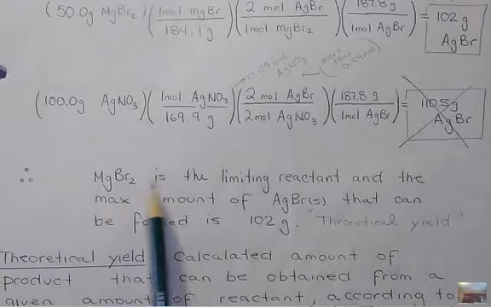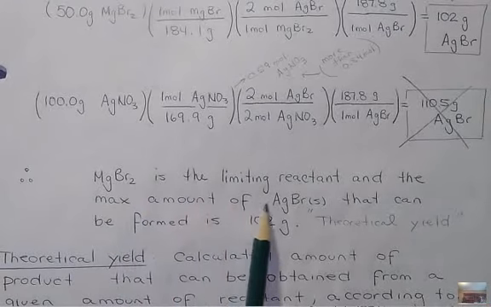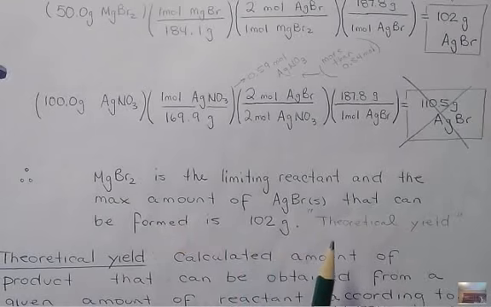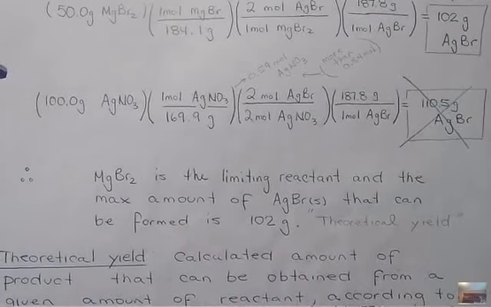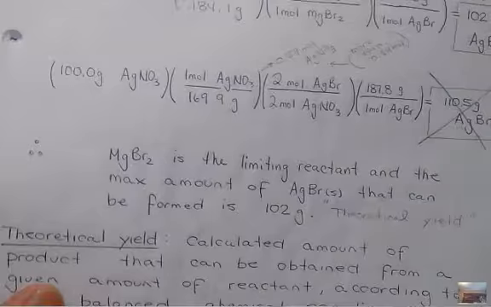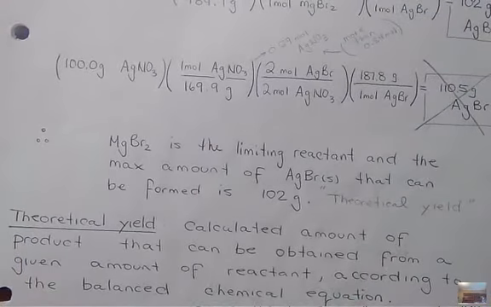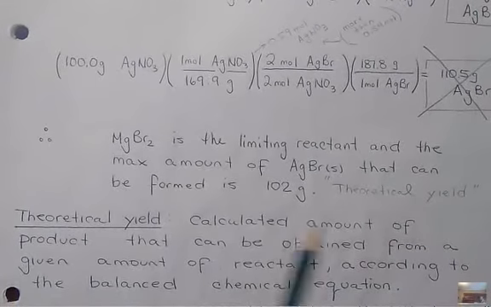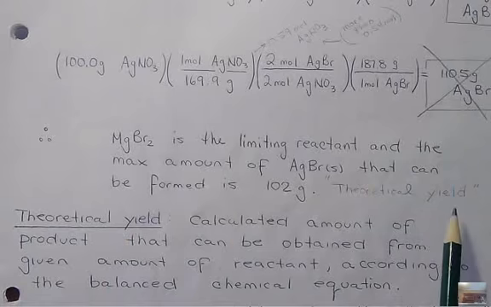So magnesium bromide is a limiting reagent, and the maximum amount of silver bromide that can be formed is 102 grams. That has a fancy name. It's called the theoretical yield. If everything went perfectly according to plan, which sometimes it doesn't when you're in the lab. Sometimes you lose a little bit or something was impure, it didn't all react the way you expected. If everything worked out perfectly, you would have gotten 102 grams.